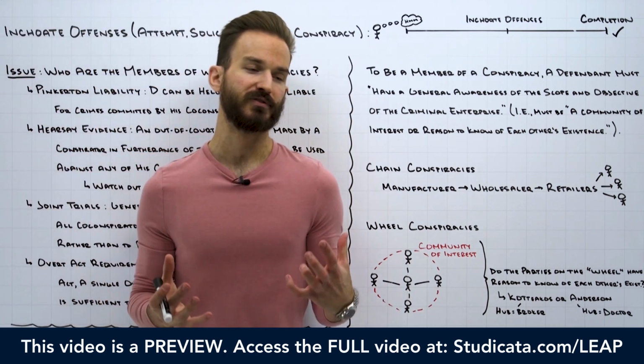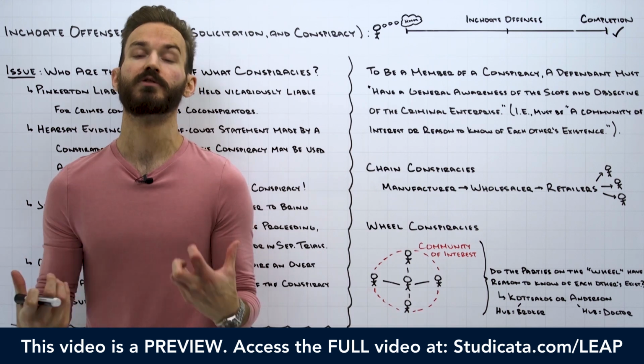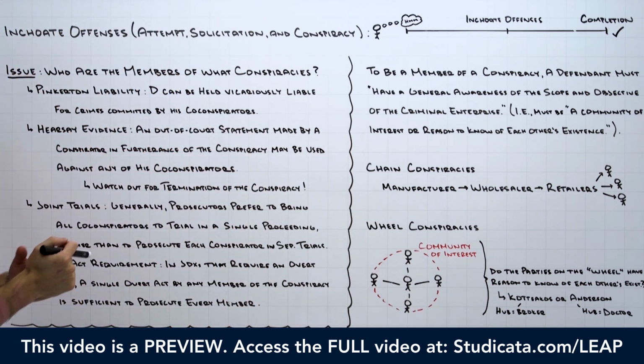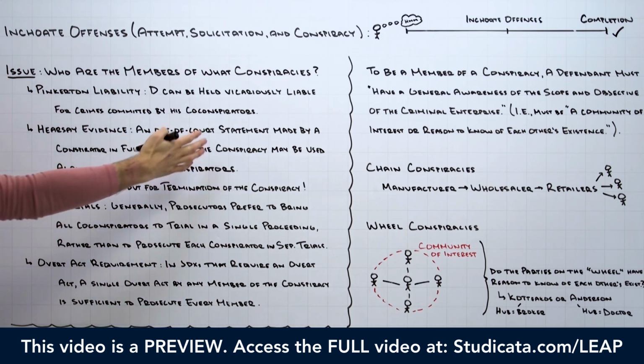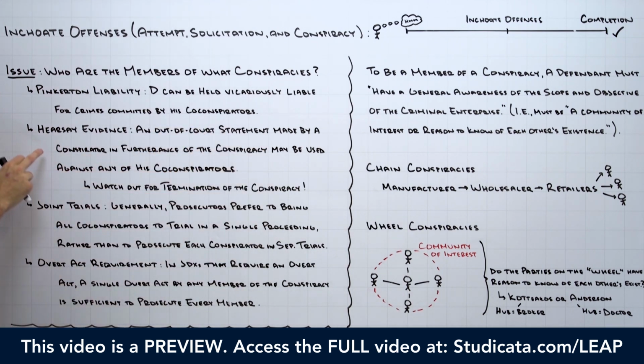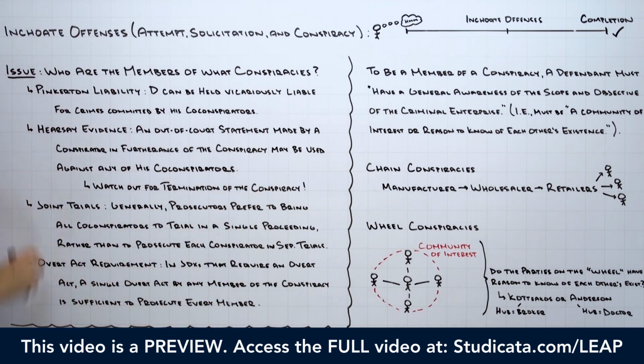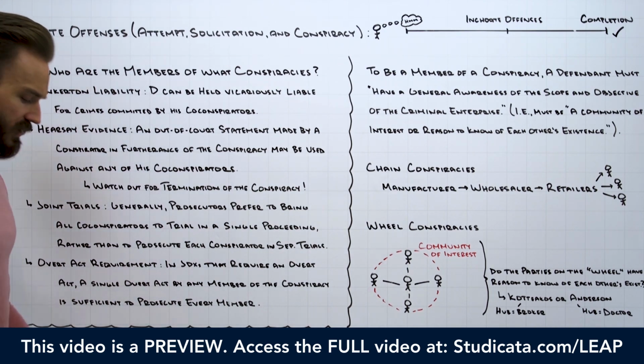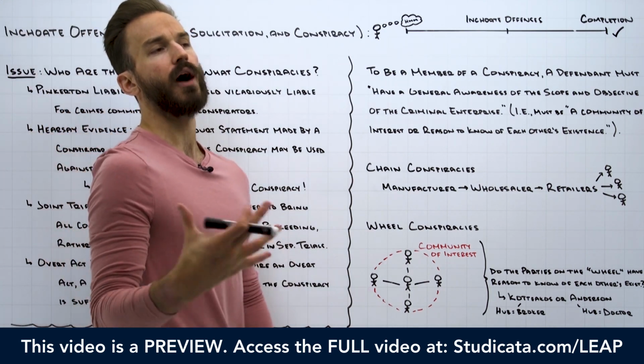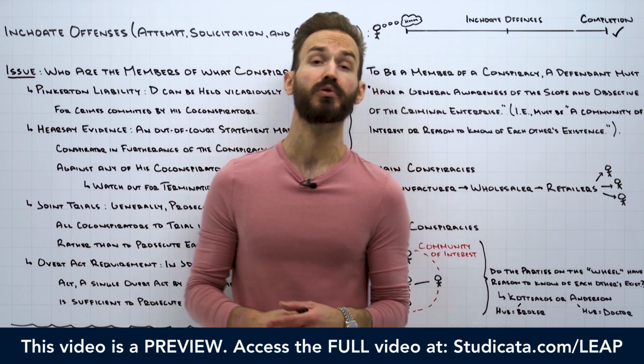Next, we have hearsay evidence, and I'm not going to go too deep into hearsay. We have a lot of lessons specifically on hearsay, but one important nuance of hearsay under 801 is going to be that an out-of-court statement made by a conspirator in furtherance of the conspiracy may be used against any of his co-conspirators.